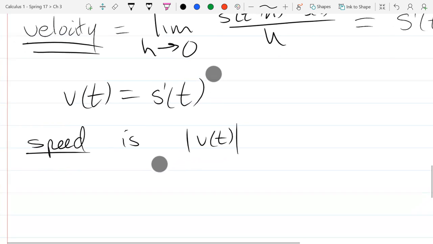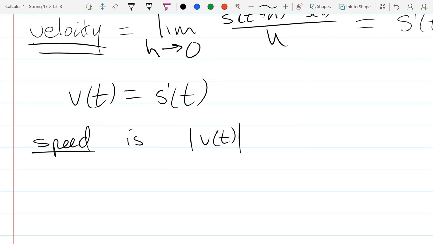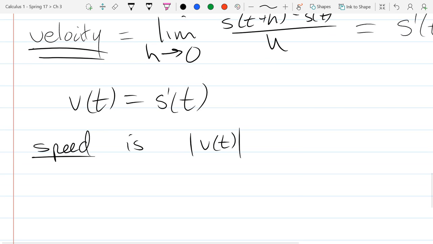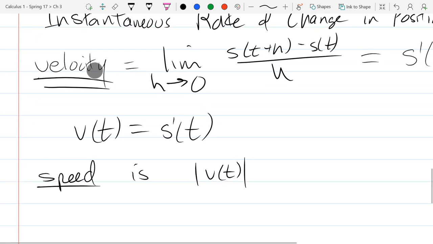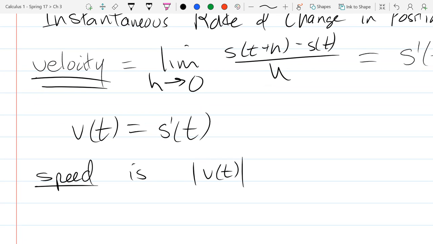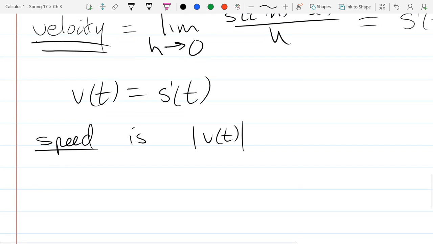And if we were using vectors, speed would be the magnitude of a vector. So the definition doesn't change for speed. So that's the difference between velocity and speed. Speed is a measurement of how much velocity you have, the magnitude or the absolute value. So they're very closely related.